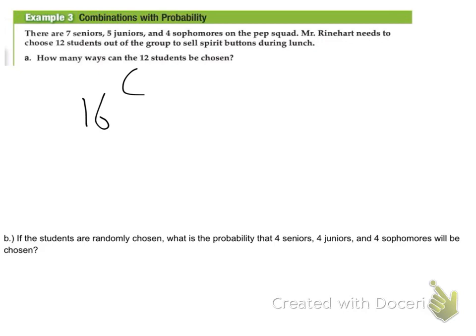Combination, taking how many of them? 12, and I put that on my calculator. How many different combinations are there? Still, I think there's quite a bit. Still over 1,000. 1,820 different groups that can be made.